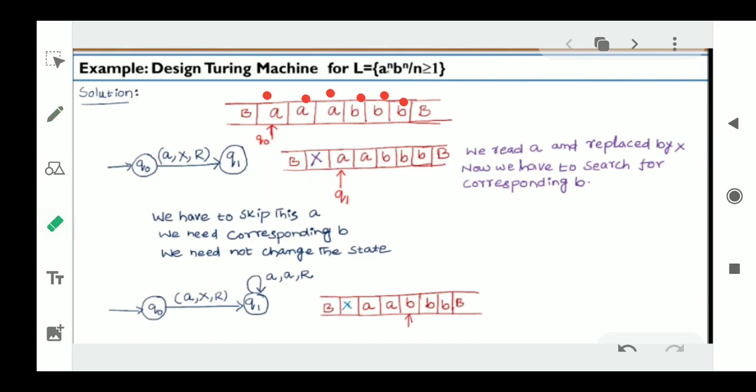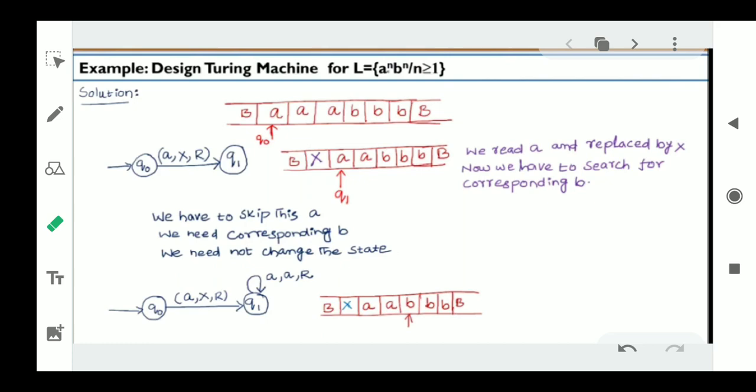And I told you the string must be placed between blank symbols. Why? Because the first blank symbol indicates the string has not started, and the last blank symbol indicates the string has ended. So for indicating the beginning and ending of the string, we need to keep blank symbols.